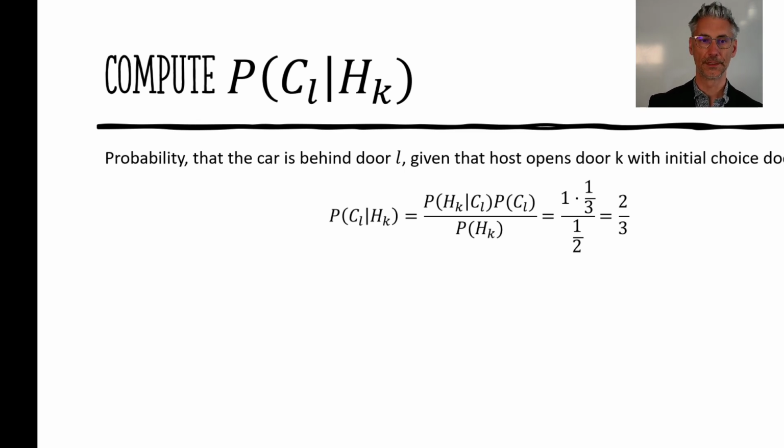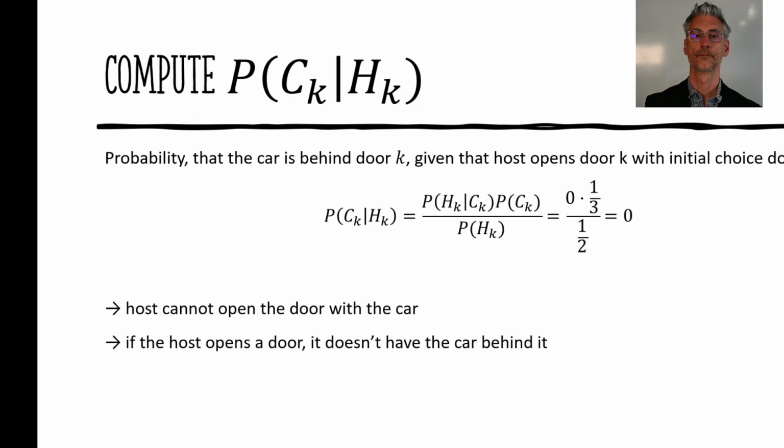Now let's look at that. How do we calculate the probability that the car is behind door L given that the host opens door K and we have chosen initially door 1? The denominator is now the same, a half. The a priori probability is still a third because this is what happens when the game starts. And the host now has no choice. He must open the one remaining door with the goat. So this is the 1. The overall probability is 2/3. And as we said, he must open the door which does not have the car behind it, so the other probability is 0.